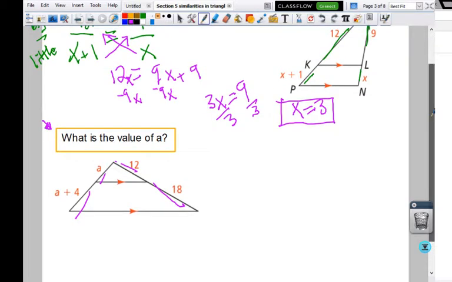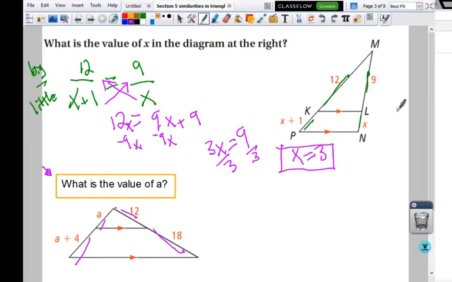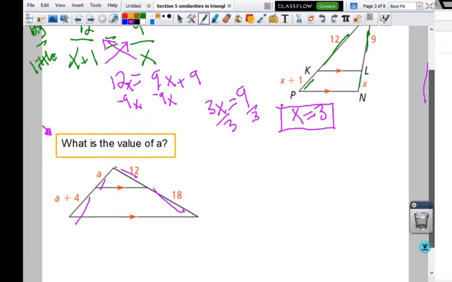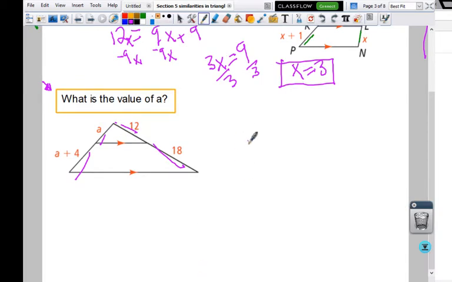See, 12 over X plus 1. A over what? Oh, okay. It's A over... wait, 8 plus 4. A over A plus 4? Yeah. So we have to go A over A plus 4, or you could flip it around to be A plus 4 over A, and it would equal 12 over 18, like that. Yep. Stay on the same side. So you did it right. The first and second doesn't matter, but stay on your same side.